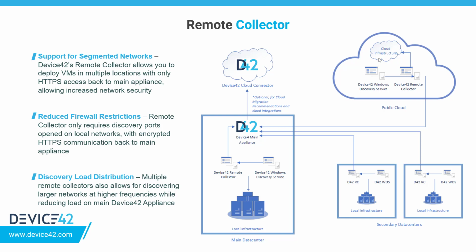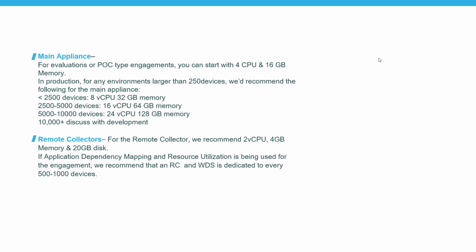However, you do still want to think about scale. So we typically say for every 500 to 1,000 devices, if you are doing application dependency mapping and resource utilization, you're going to want a remote collector and Windows Discovery Service dedicated to those workloads. And that's just going to help facilitate frequent and scheduled discovery completing in a timely fashion. If we start to go above that range, and we try to run a discovery of thousands of devices every hour, well, depending on the complexity of that environment and how much data we're looking to collect, it might not be possible for it to complete in that time. So we do need to be mindful of that.